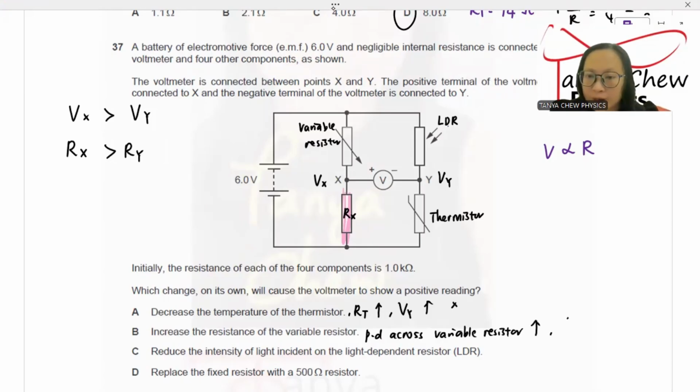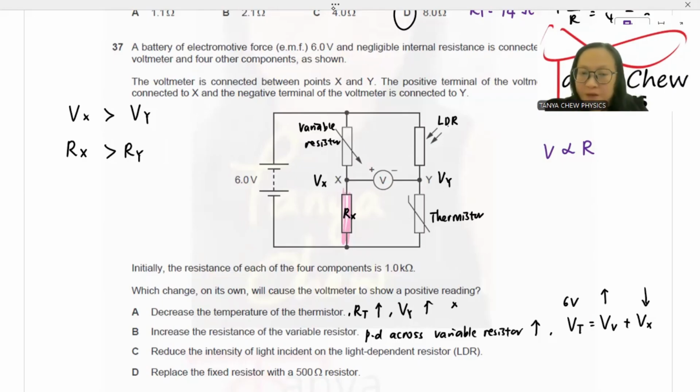And bear in mind, the total potential difference or the total voltage is equal to, because you see that the variable resistor and Rx are connected in series, the potential difference across the variable resistor plus potential difference across X. See that? So 6 volt, this is constant. When the PD across the variable resistor increases, the potential difference across Vx is decreasing, so that it balances back. You get back the same value of 6 volt.